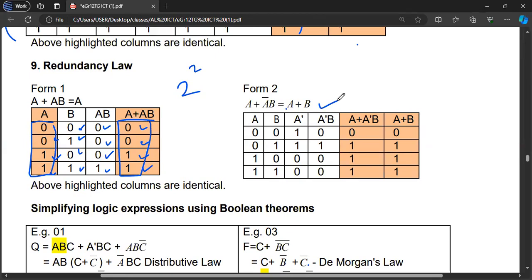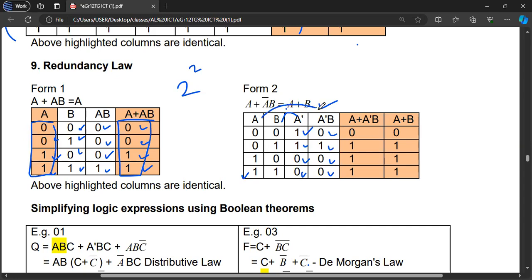Two inputs are there, four combinations are possible: 0, 0, 0, 1, 1, 0, and 1, 1. Then A bar means, guys, already I have taught everything. So 0 means opposite of 0, the opposite of 0 is 1. Here we have 0, the opposite of 0 is 1. Here we have 1, opposite is going to be 0. Here also 0. Then A bar dot B. This one you need to multiply by this one. So 0 into 1 is 0, 1 into 1 is 1, 0 into 0 is 0, 1 into 0 is 0.